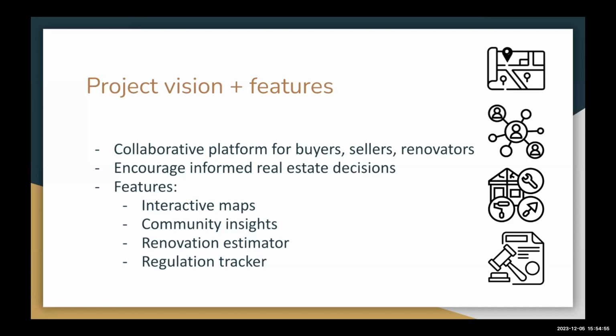Another feature is a chat where the homeowners in the neighborhood can comment about the neighborhood to the home buyers. And another feature is a renovation estimator, because people who just buy a house might not know who to contact, and other people may have already done it. So it would be useful to have that feature as well. And another one is a regulation tracker. This is just to check if any renovation you want to do goes against certain regulations.